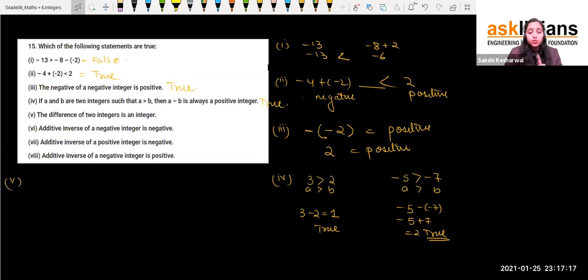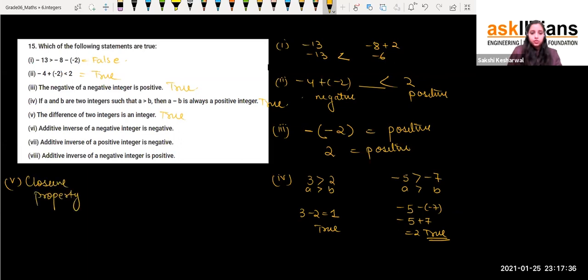The difference of two integers is an integer. We have already done it above in the closure property. That is, if you subtract any two integers, the answer is always an integer. So yes, it's true, always. That is the closure property we did above.